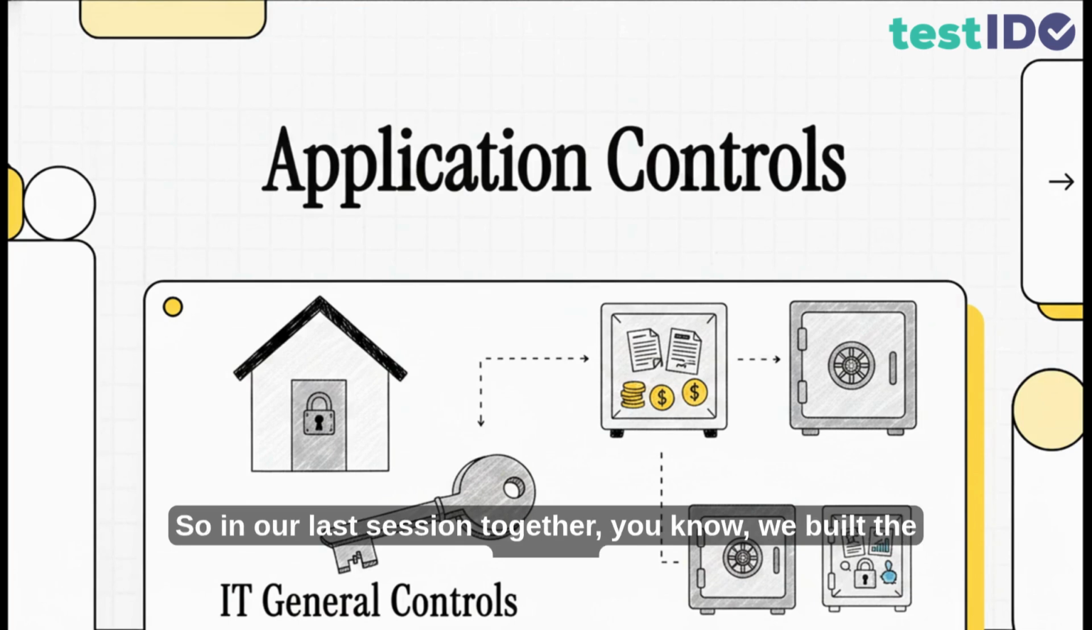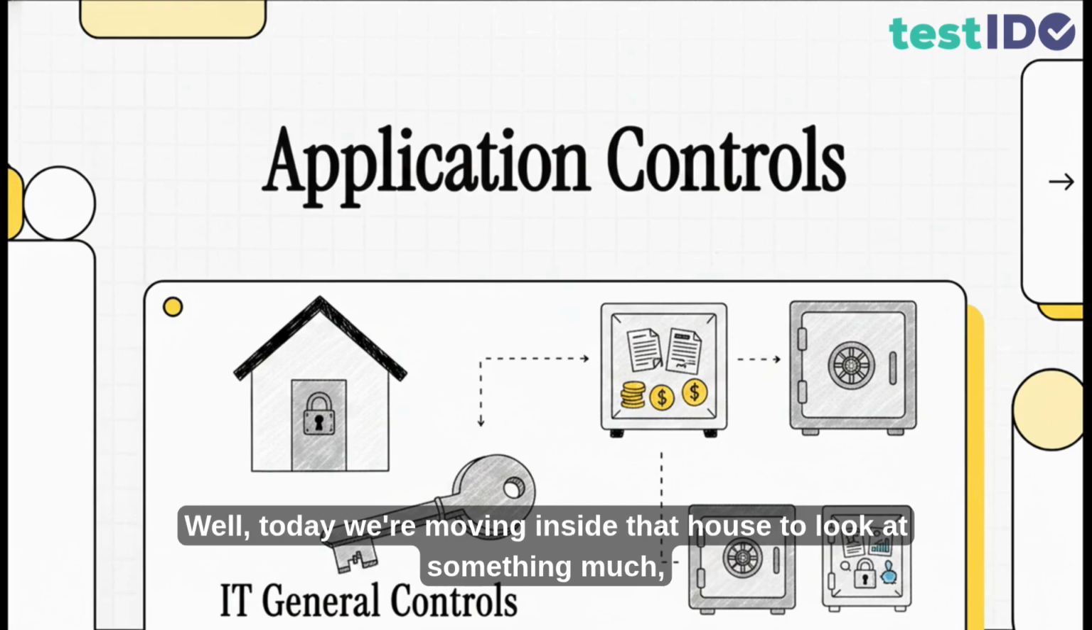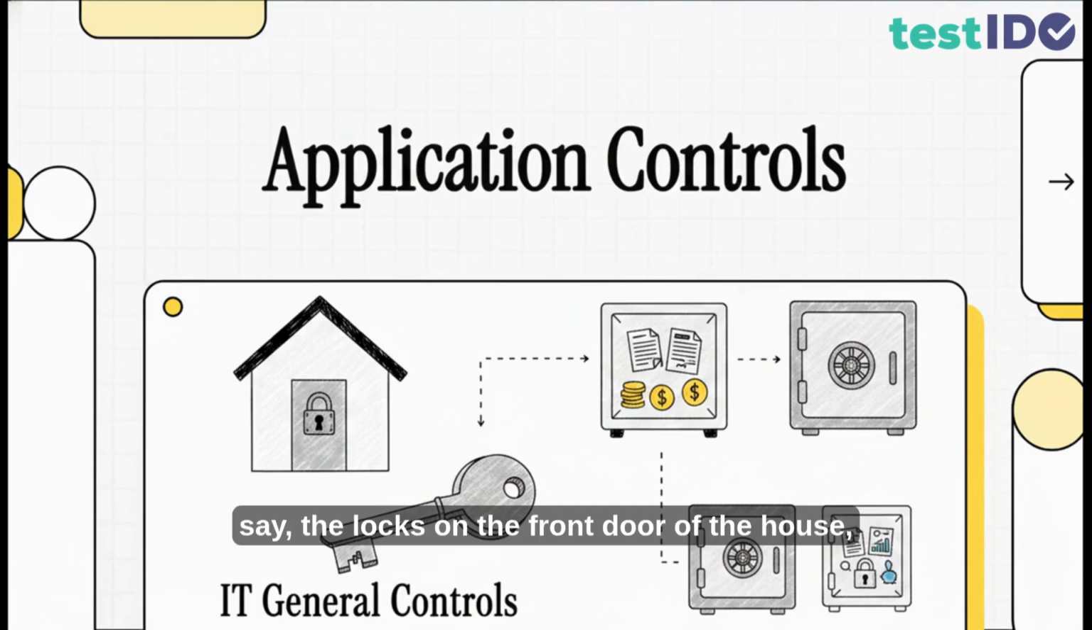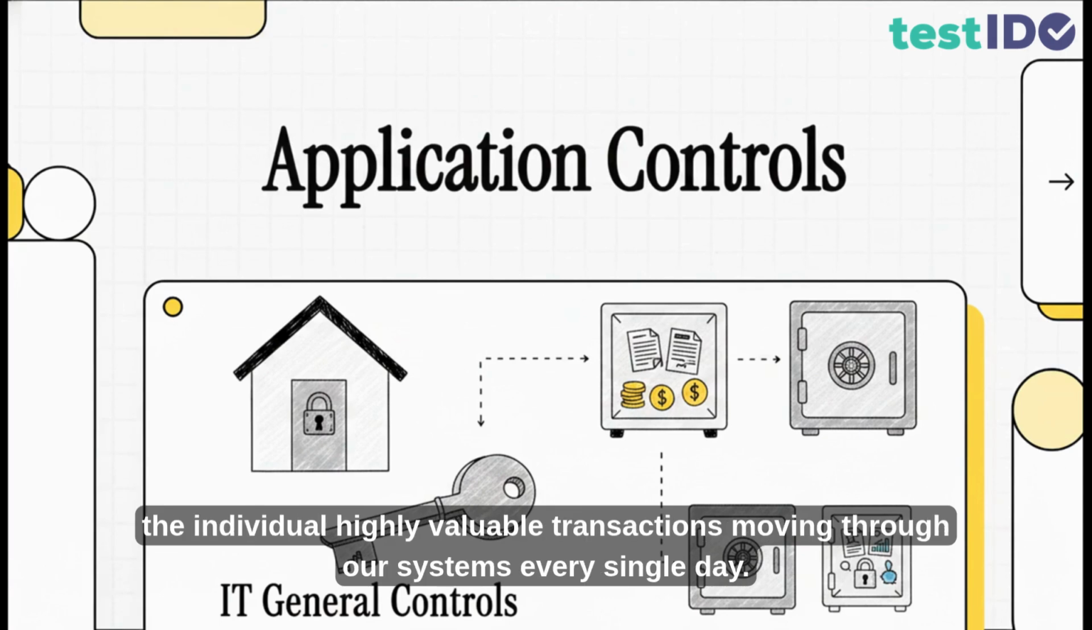So, in our last session together, we built the secure foundation of our internal controls house by really mastering IT general controls. Well, today we're moving inside that house to look at something much more granular: application and transaction controls. If our general controls are, say, the locks on the front door of the house, these application controls, they're the specific safes and locked display cases protecting the individual highly valuable transactions moving through our systems every single day.